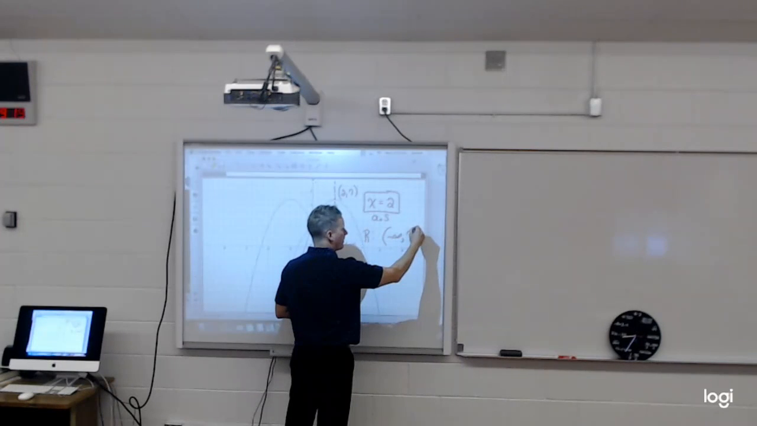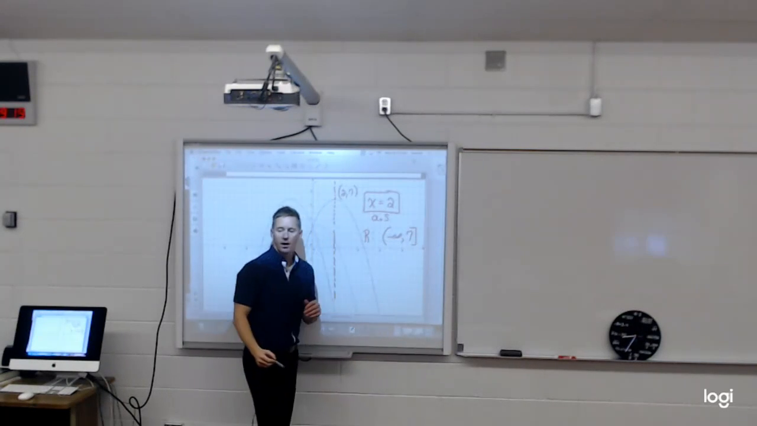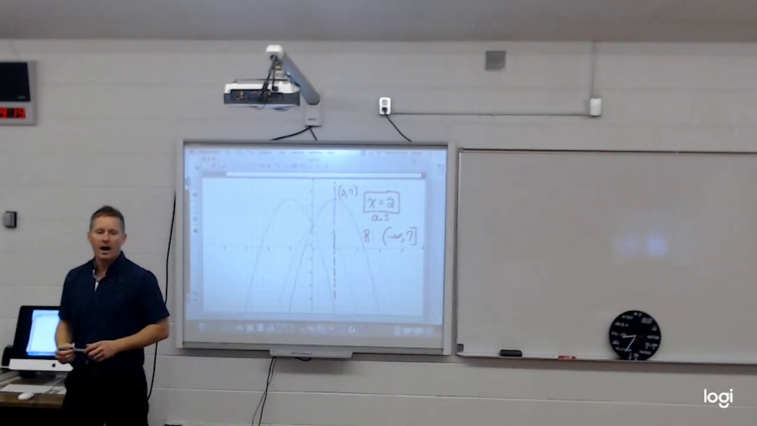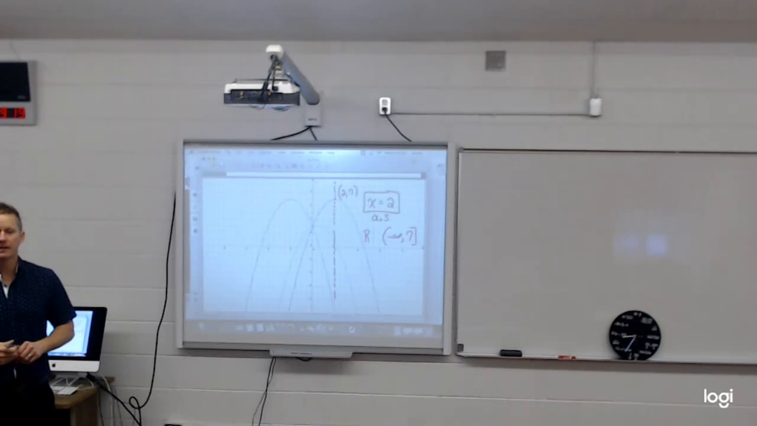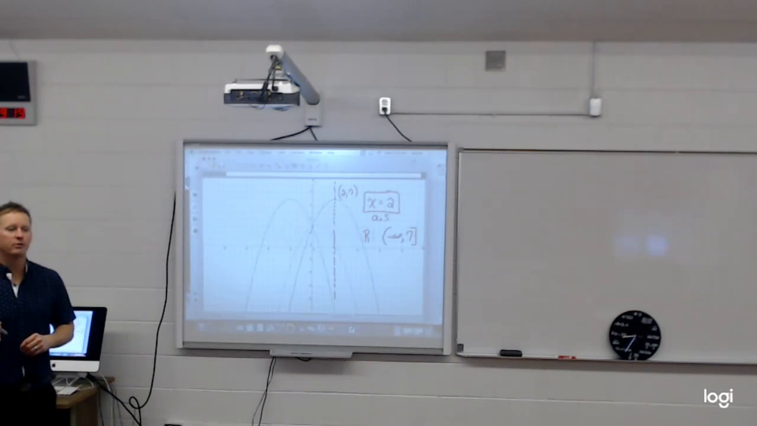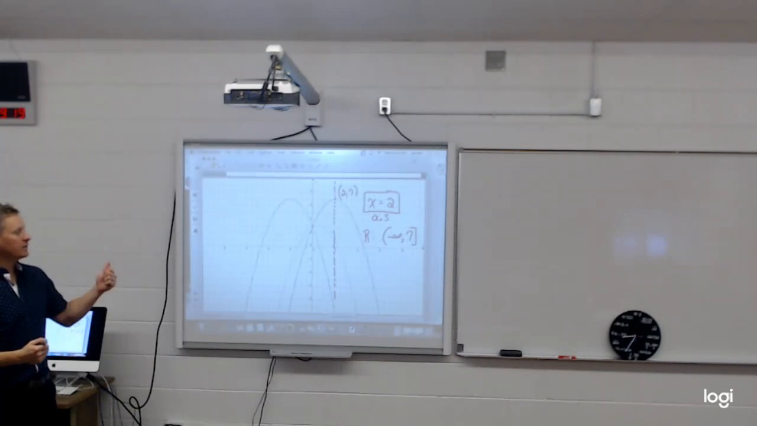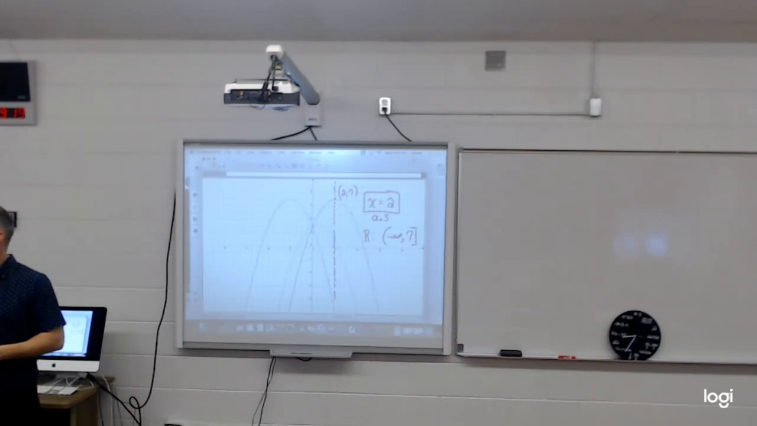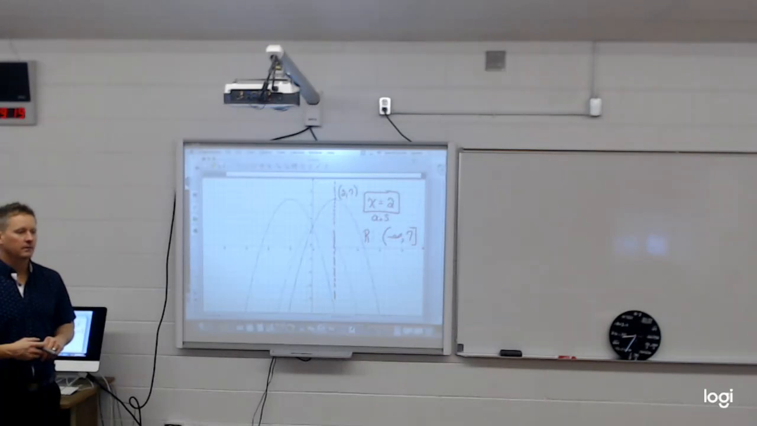And is this a round bracket? No. What is it? It's a square bracket, box bracket, that's right. Why? Because it includes it. It's equal to that. You can't equal negative infinity, but you can equal 7.